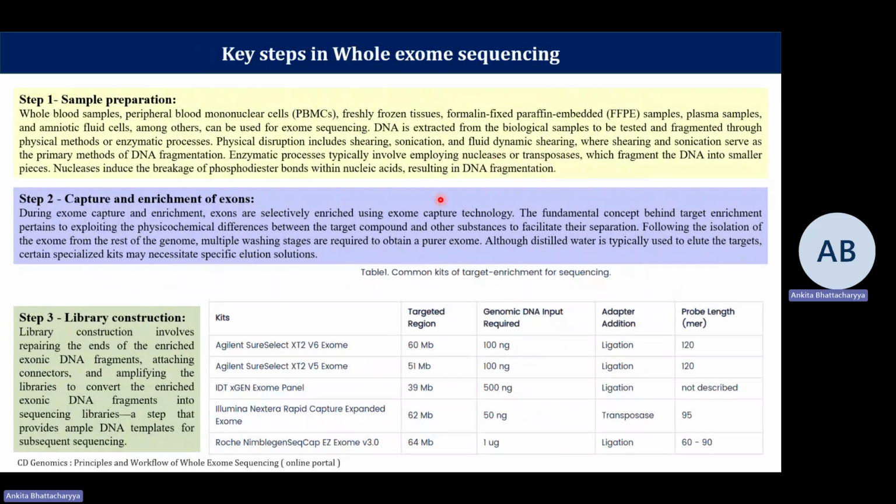These were all very technical details, so I'm not going into detail on those, but the first step is preparing the sample, then capturing and enriching specifically for exons, since we are discussing whole exome sequencing. Common kits have been mentioned here: Agilent SureSelect, IDT, Illumina, Roche, etc. So based on our requirements and standardized protocols, target enrichment for sequencing needs to be performed. Following this, library construction is carried out, which involves repairing the ends of enriched exonic DNA fragments, attaching connectors, etc. All of this needs to be done.